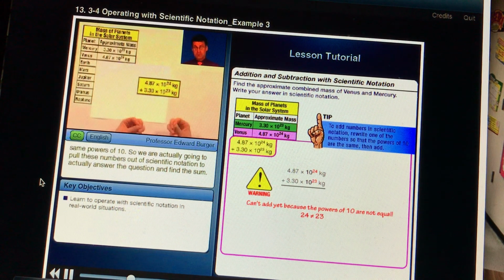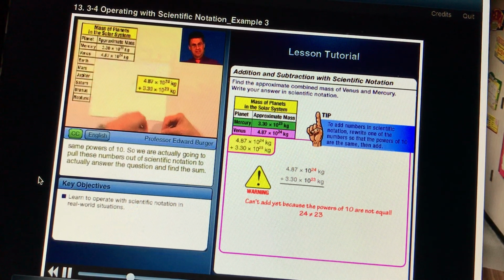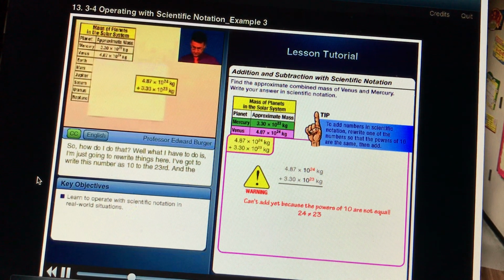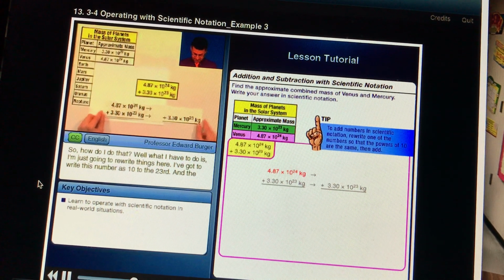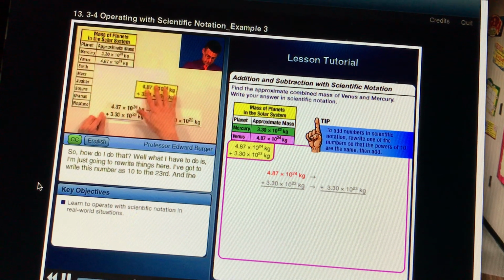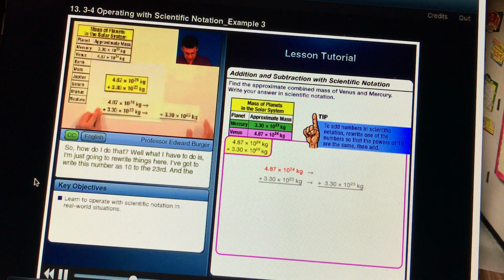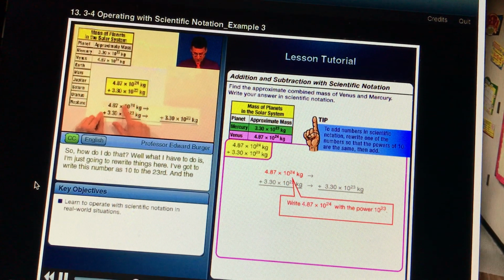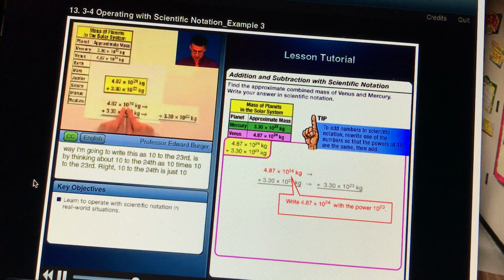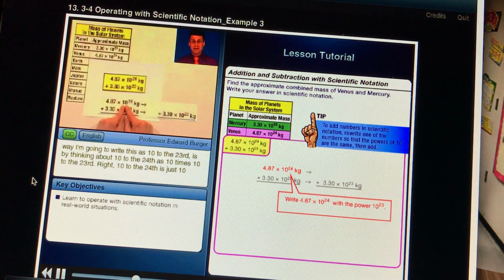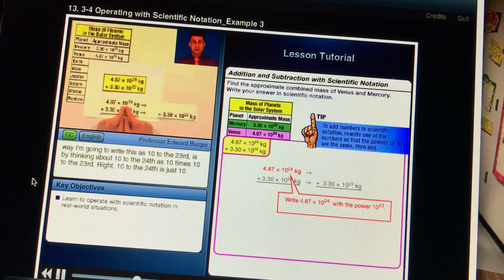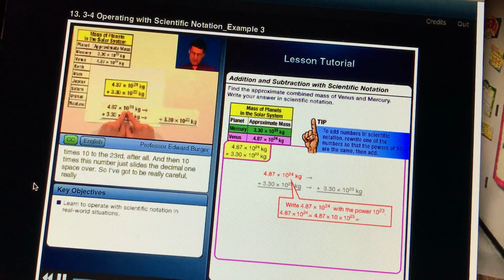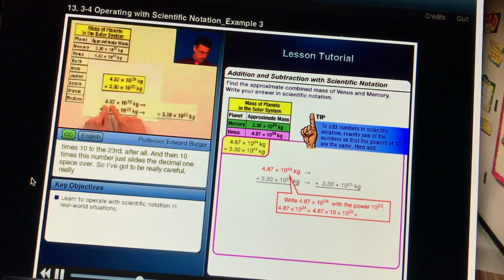So we're going to actually pull these numbers out of scientific notation to actually answer the question and find the sum. So how do I do that? Well, I'm just going to rewrite things here. I've got to write this number as 10 to the 23rd. And the way I'm going to write this as 10 to the 23rd is by thinking about 10 to the 24th as 10 times 10 to the 23rd. Right, 10 to the 24th, it's just 10 times 10 to the 23rd, after all. And then 10 times this number just slides the decimal over one space.